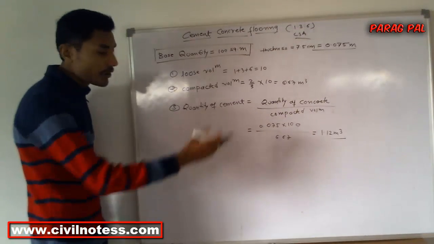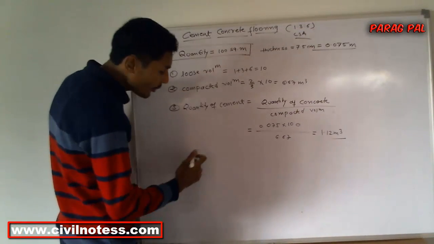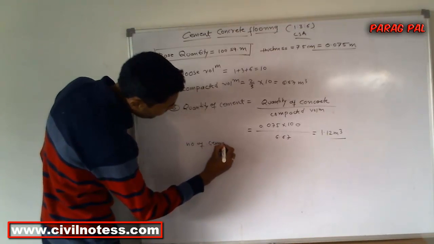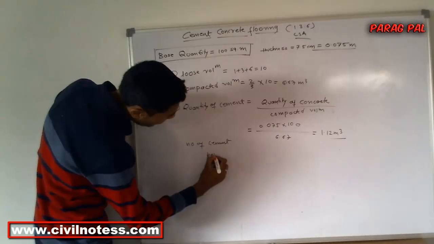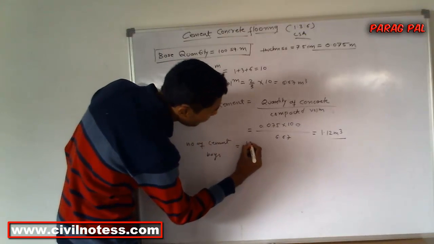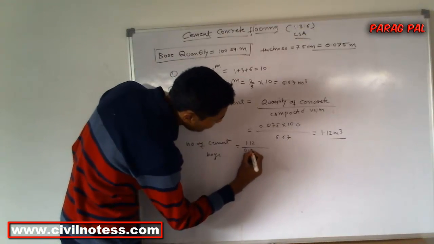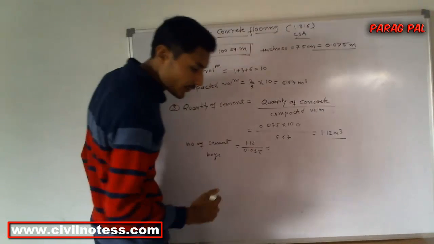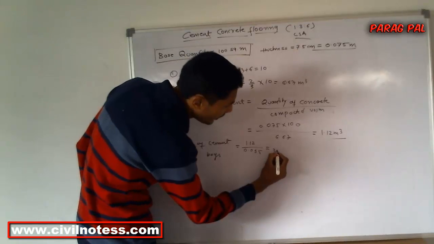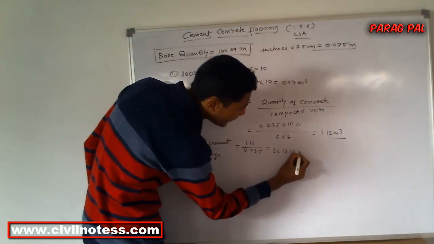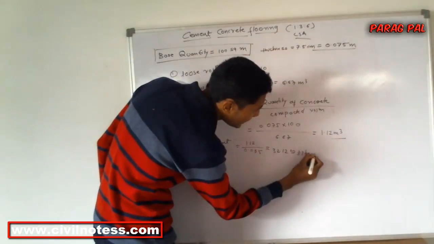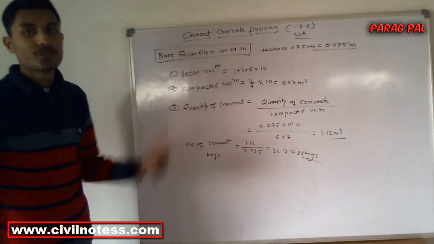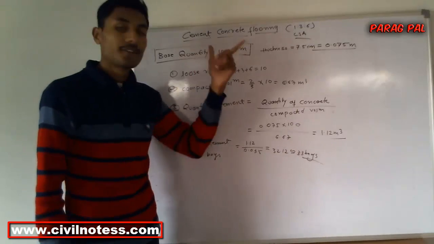After that, with the quantity of cement we got, we are going to determine the number of cement bags. So 1.12 divided by 0.035 gives 32.12. That means 33 bags are required for the 100 square meter quantity of the concrete flooring work.